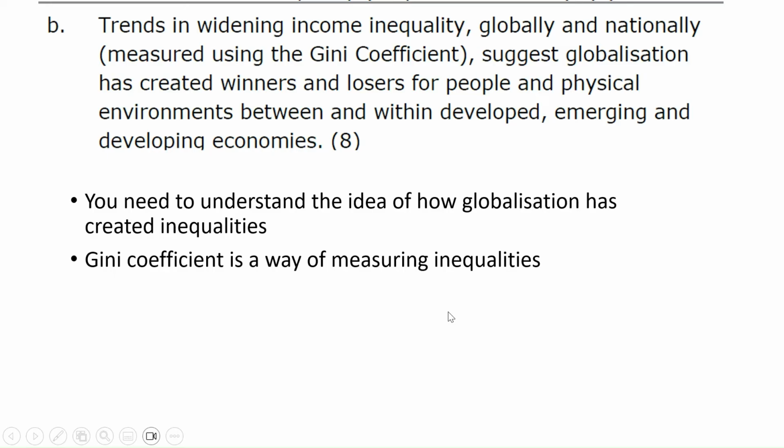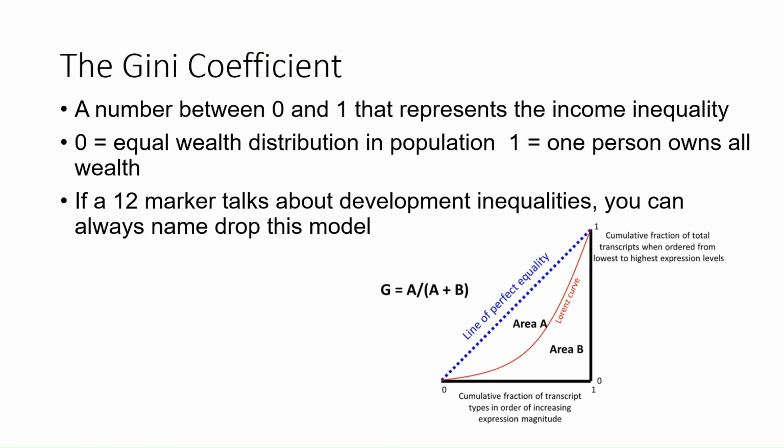So you just need to understand how globalization has created inequalities, and the Gini coefficient is a way of measuring these inequalities. The Gini coefficient is a number between 0 and 1 that represents income inequality. 0 means there's a completely equal wealth distribution in the population, and 1 means that one person owns all the wealth.